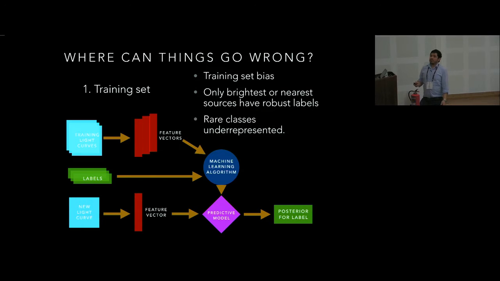The first thing has to do with the training set itself, because it can be biased. For example, you can have a training set that is biased towards the brightest sources because they are the ones that are easier to assign labels to, either because you can take spectra for those sources or because they're closer and they're brighter. So it's biased towards those types of sources. And also, rare classes can be underrepresented, which is related to the previous point. So you can have a bias in the training set. And of course, if you assume that the training set is representative of the population on which you're going to test your machine learning algorithm, then you might end up with catastrophic mistakes in the way you get your labels.